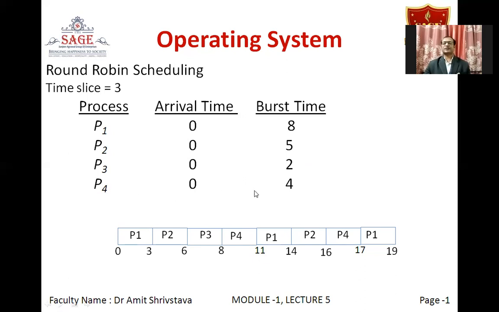So P4 will be executing for 3 units. So the remaining time will now be 1 unit of P4 after execution. Now the P3 process has finished. P1, P2, and P4 are remaining. We have completed one cycle, one round of the cycle for P1, P2, P3, and P4.